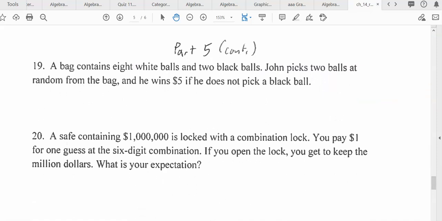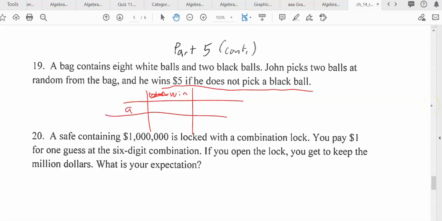A bag has 8 white balls and 2 black balls. He shoots 2 balls from the bag and wins $5 if he does not pick a black ball. Again, there's no downside to this game. If he wins, that's the only outcome here. So the amount is $5, and the probability is of not picking a black ball. Let's see how many different options there are.